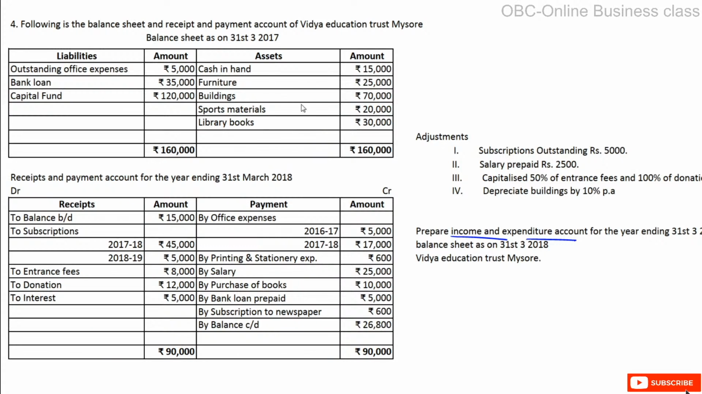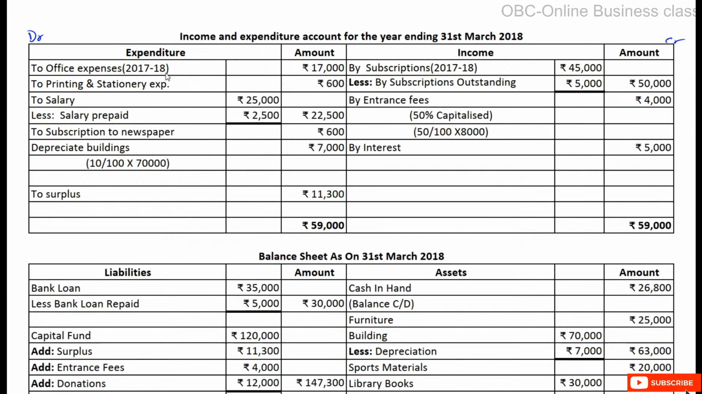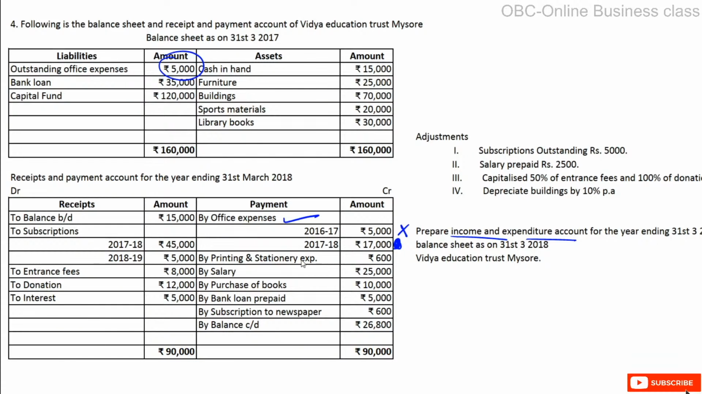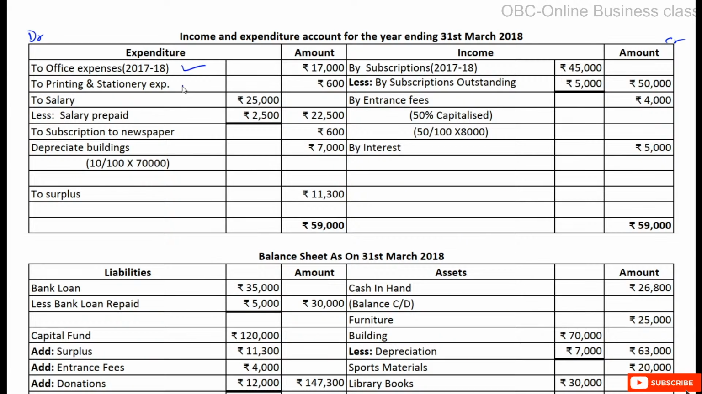So starting with the first, by payment side, by office expenses. We should only consider this amount, not this amount, because that's last year's, which is already affected in the last year balance sheet. We should only consider this year's office expenses. So write office expenses 2017-18, 17,000. Next, printing and stationery expenses 600. Check whether we have an adjustment for the printing. No, we don't have any adjustment, so post it as it is, 600 printing and stationery.